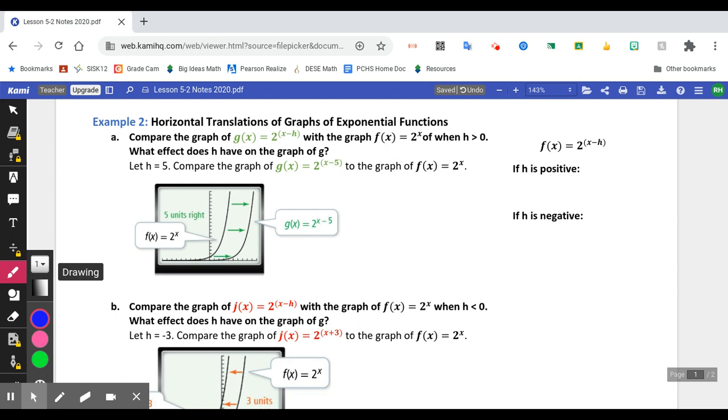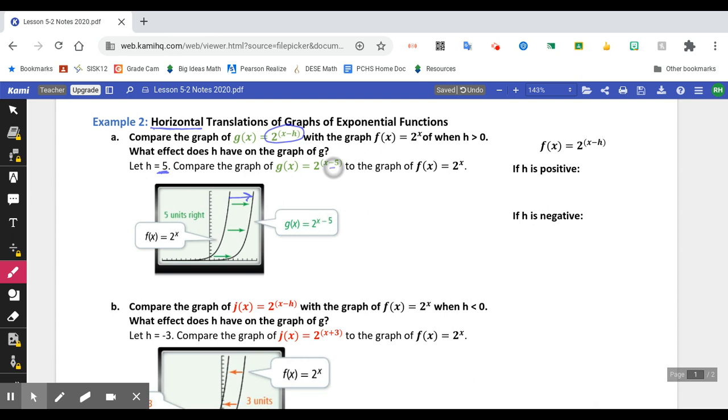The other thing that can happen is your graph could shift left to right, or horizontally, right? This is the one that's a little bit more confusing. So if you were to compare the graph of g of x equals 2 to the 8x minus h with the graph of just 2 to the x, when h is greater than 0, what effect does it have on the graph of g? Well, if we let h equal 5, we're doing x minus 5, right? Now, it says minus 5, but you have to keep in mind that it's always going to be minus. So if I'm plugging in a positive number, I'm actually moving it to the right because positives are on the right.